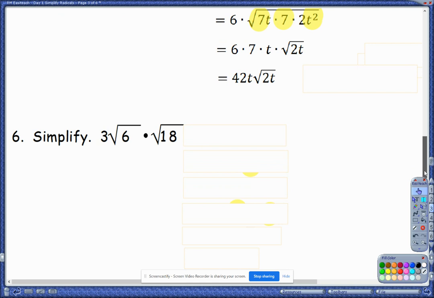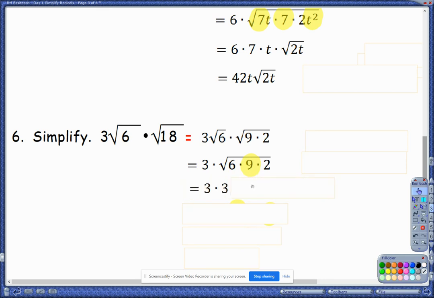Here's another one, and now it starts getting a little bit more complicated. So 6 doesn't have any perfect squares inside, but 18 does. So we're going to put the two radicals together. Actually, maybe not. I took out the 9. Yes, I did put it together, and then the 9 is a perfect square. So that 9 is going to come out as 3, and inside we're going to be left with 6 times 2.